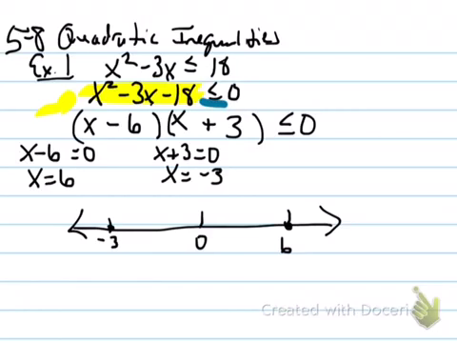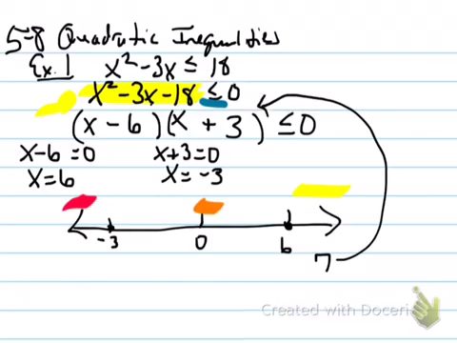Now what I'm going to do is test one point in each of three regions. The region to the right of 6, the region between negative 3 and 6, and the region to the left of negative 3. Okay? So when x is more than 6, let's pick something like 7. I'm going to plug that back into the factored form and see if I get a product that is less than 0. All right, so 7 minus 6 is 1.